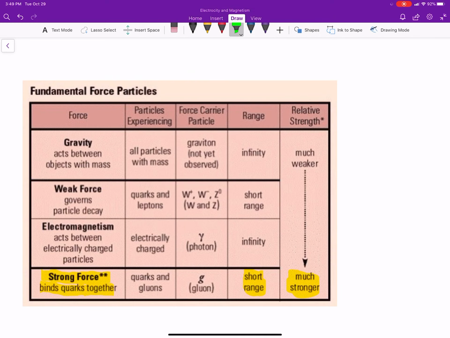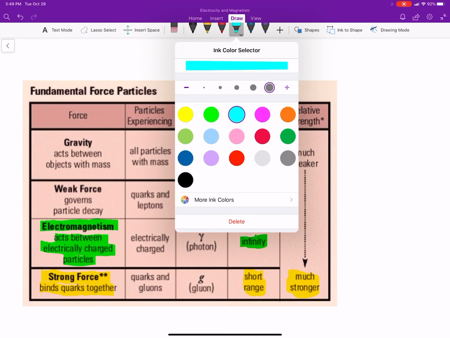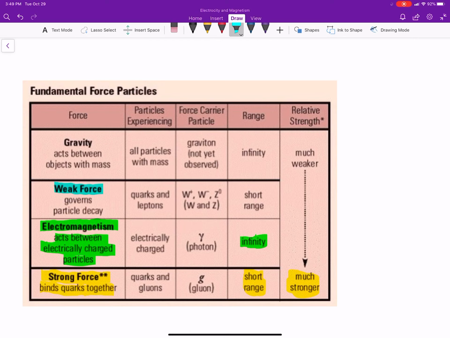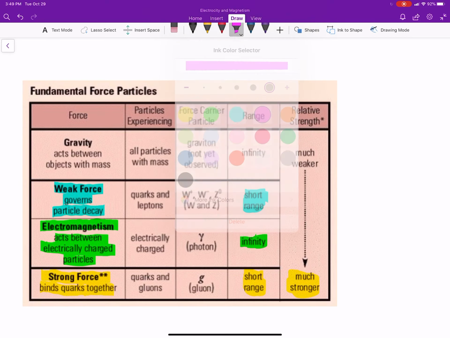Going a little weaker, we have electromagnetism. And that acts between electrically charged particles. And that is infinite range. Now, it can start to fall off the further away you get from the charge, but we'll talk more about that later. The other thing we have is the weak force, and that governs particle decay, like radioactive decay. That's also short range. It's not something we experience in our everyday life.